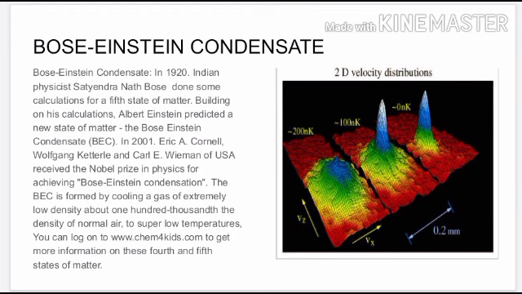The fifth state of matter is the Bose-Einstein condensate. In 1920, the Indian physicist Satyendra Nath Bose did some calculations for the fifth state of matter. Building on his calculations, Albert Einstein predicted a new state of matter, the Bose-Einstein condensate (BEC). In 2001, Eric A. Cornell, Wolfgang Ketterle, and Carl E. Wieman of the USA received the Nobel Prize in Physics for achieving Bose-Einstein condensation. The BEC is formed by cooling a gas of extremely low density, about one hundred-thousandth the density of normal air.